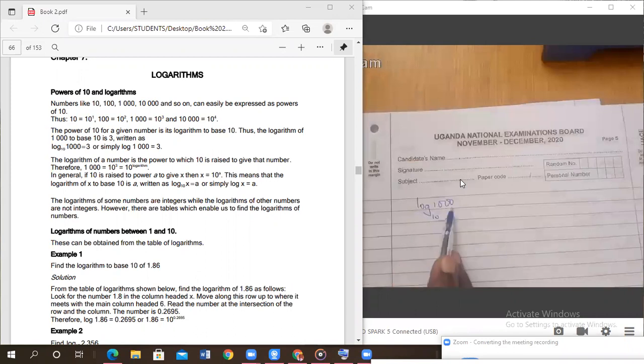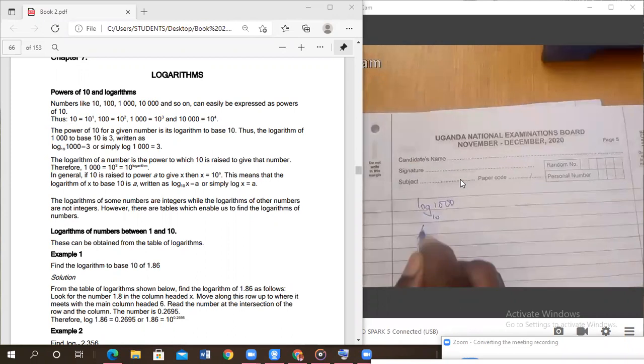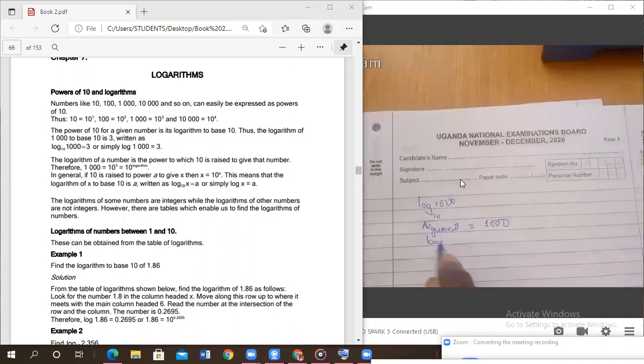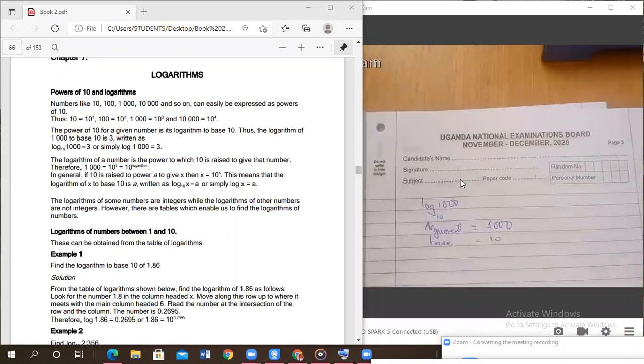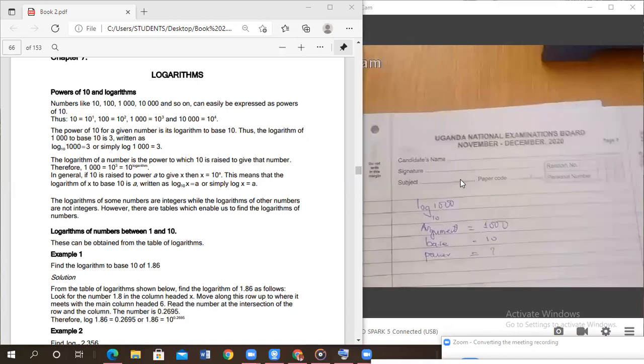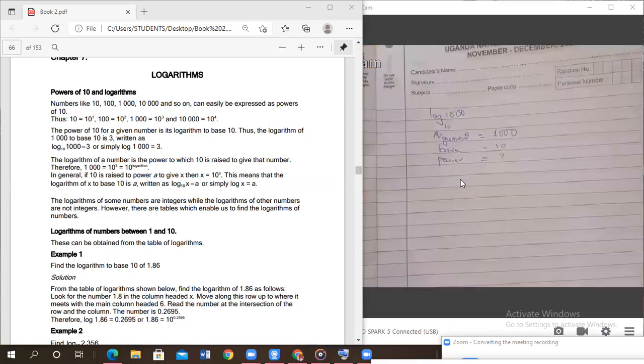Now, the question is we want to find log of 1,000. So in this case, what is our argument, members? Our argument is 1,000. What is our base? Our base is 10. What is missing? The exponent. The power is the one which is missing, not so? Let's see, how are we going to get the power?